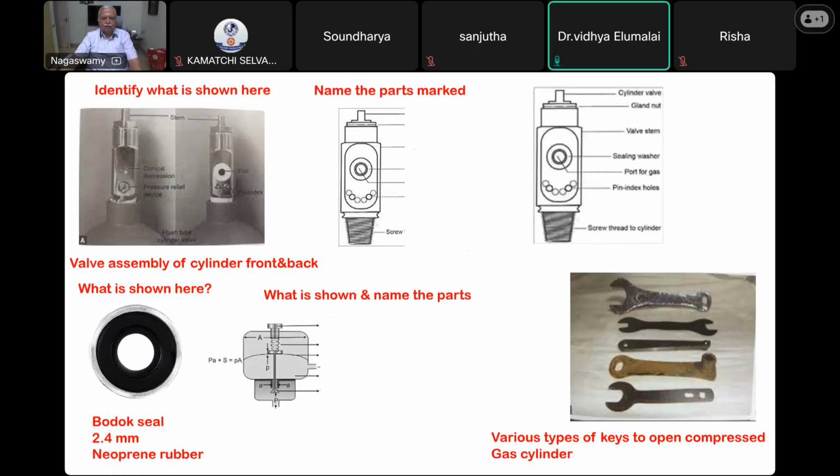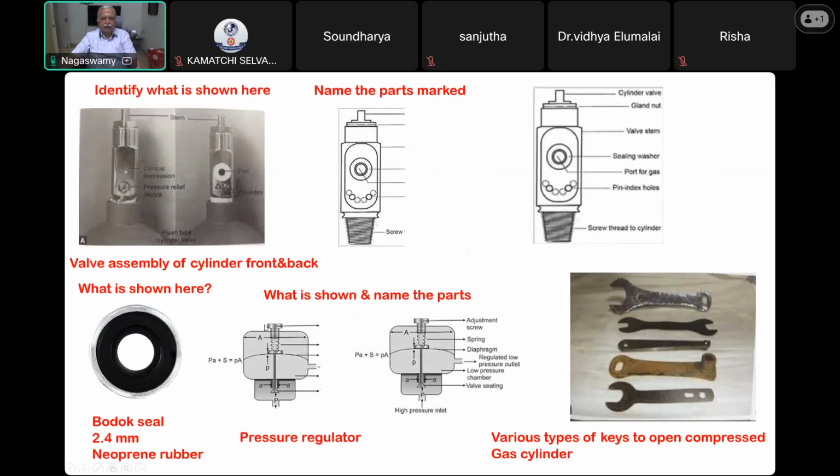Pressure regulators. It's a spring pressure regulator, because you can see the spring. In a pressure regulator, this is a screw which can be adjusted to decide how much pressure you want, by compressing the spring. And this is the diaphragm, which is a very important part.